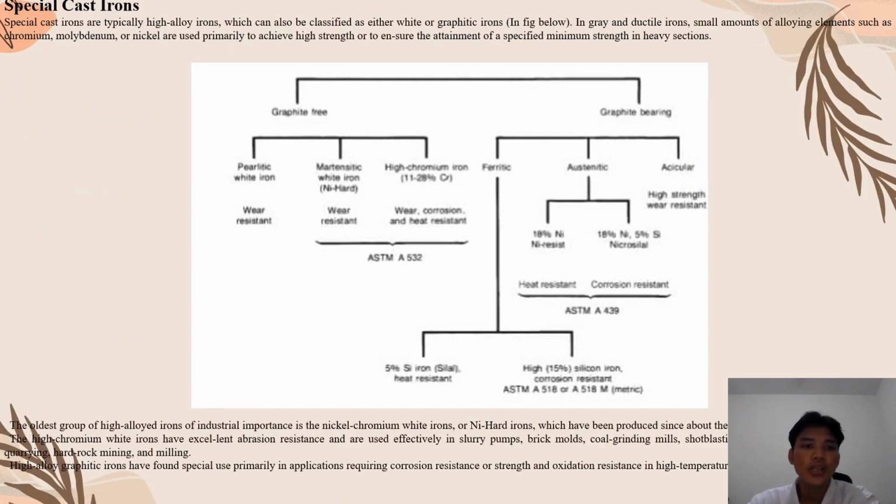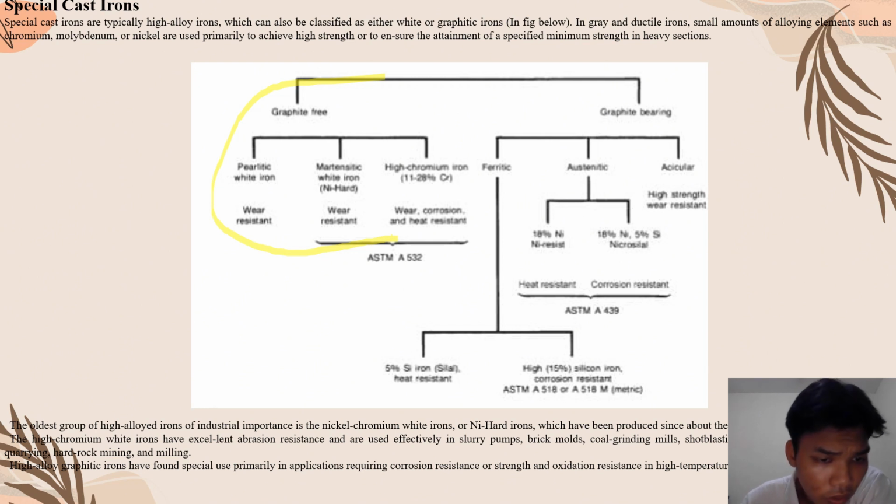Special cast irons. Special cast irons are typically high alloy irons, which can also be classified as either white or graphitic irons. In gray and ductile irons, small amounts of alloying elements such as chromium, molybdenum, or nickel are used primarily to achieve high strength, to ensure the attainment of a specific minimum strength in heavy sections.